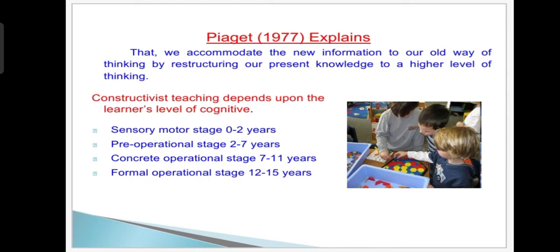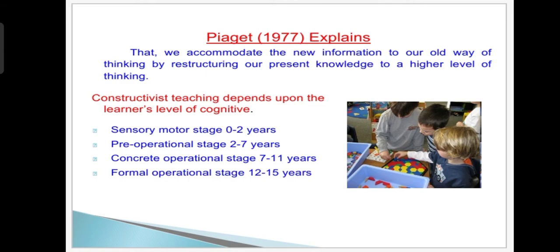Constructivist teaching depends upon the learner's level of cognitive development. First is the sensorimotor stage, or age 0 to 2 years old. Infants are born with a set of congenital reflexes. Their initial schemas are formed through differentiation of the congenital reflexes.